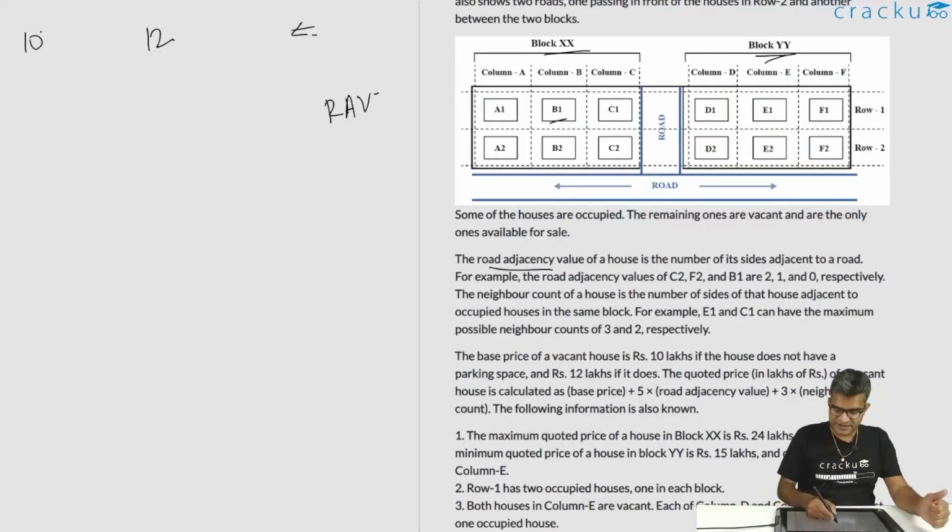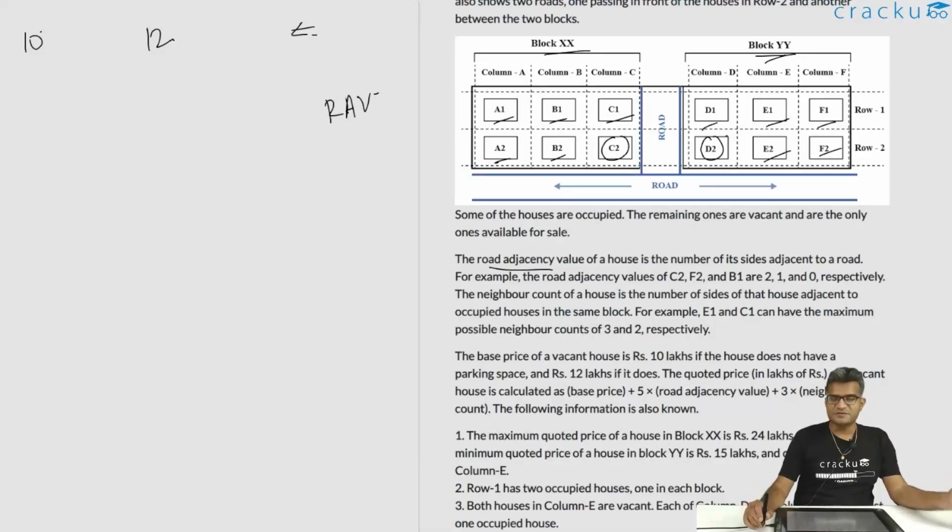Now a house can have 0 roads in its access. Houses like B1, A1, they don't have any road. Similarly, F1 and E1 have no road, or they can have 1 road access, like C1 has 1 road access, A2 and B2 have 1 road access, F2 has 1 road access, E2 has 1 road access, and D1 has 1 road access. Or it can have 2 roads access. C2 has 2 roads access and D2 has 2 roads access.